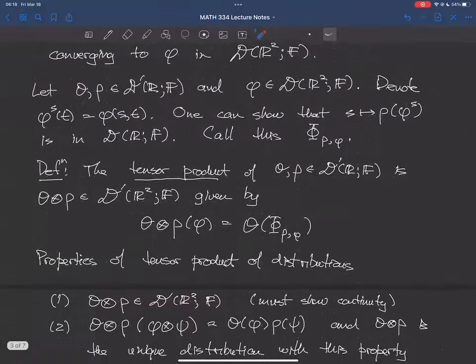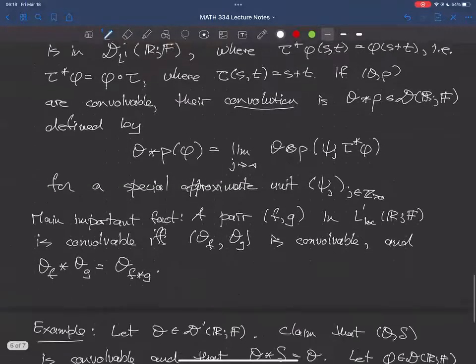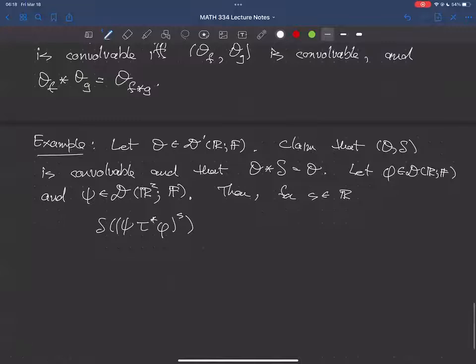Right. Okay, so I'm using this construction here, and I'm taking theta to be theta, and I'm taking rho to be delta. So I'm defining the tensor product, I'm computing the tensor product of the two distributions. Okay. All right. So what's this? This is by definition of the Dirac.